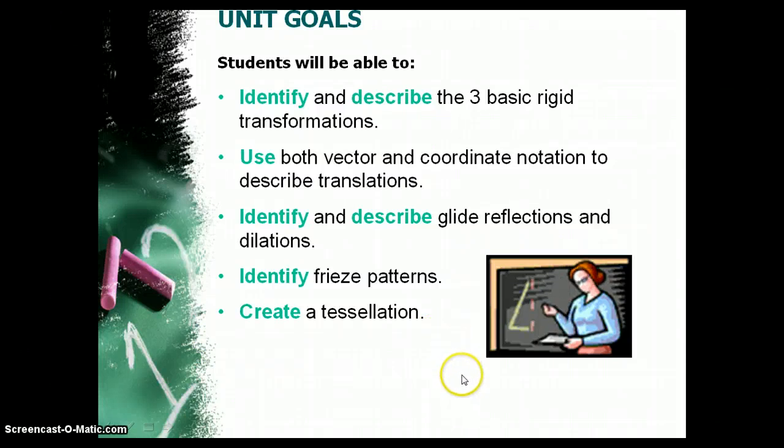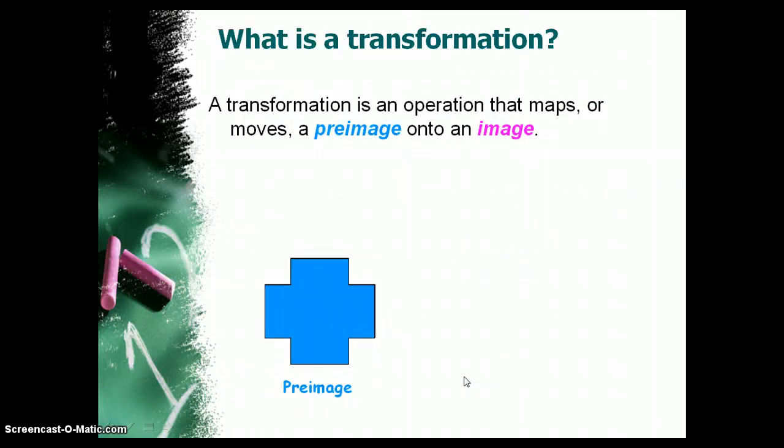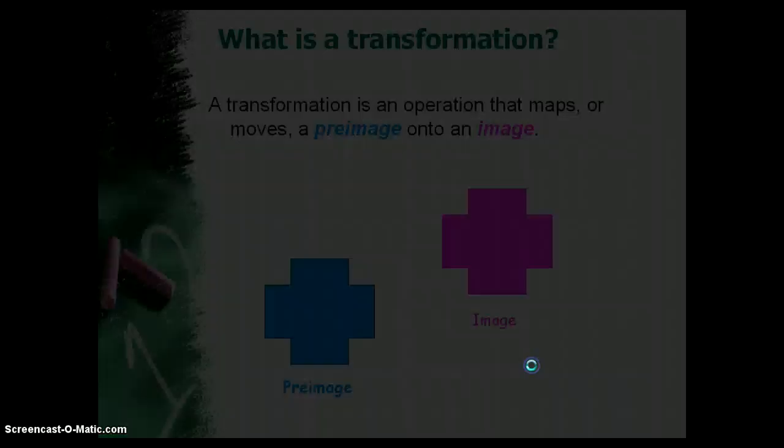So let's get started. What is a transformation? Well, a transformation is an operation that maps or moves a pre-image onto an image. Here in the bottom left of the screen, we have what looks to be like a plus sign. That is our pre-image. Once we move that pre-image, it now has a new location, and we now call the shape the image.